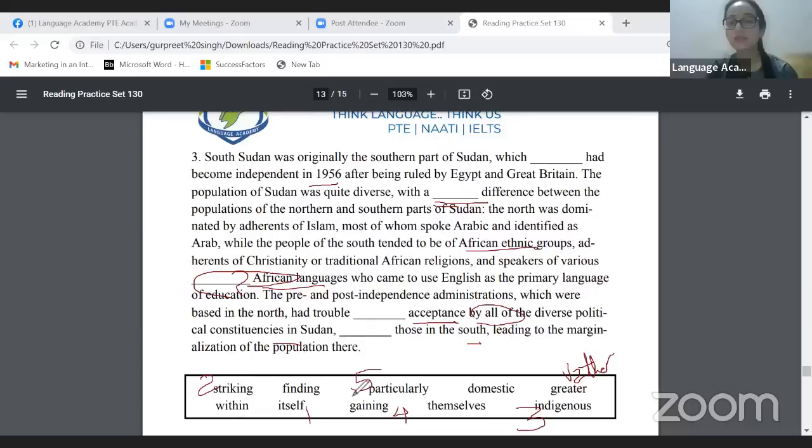Any confusions in this question, anybody? Good, very well done. Getting a full score. Fourth one, 2 minutes for this and then post your answers.